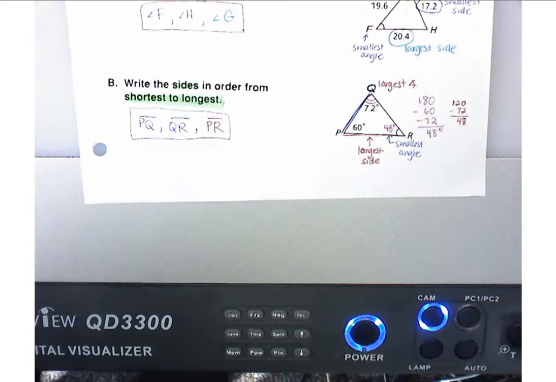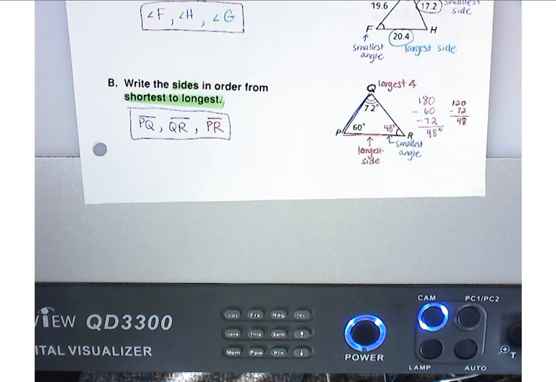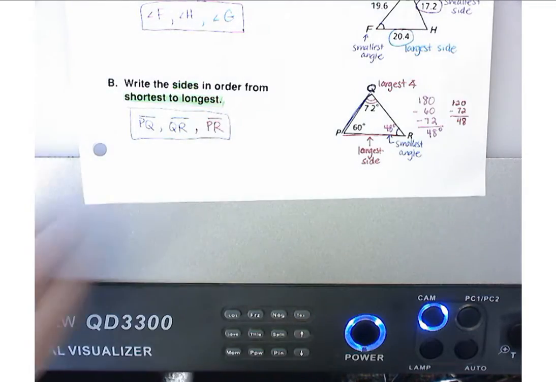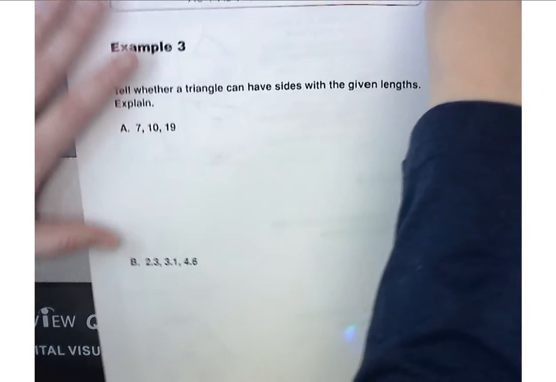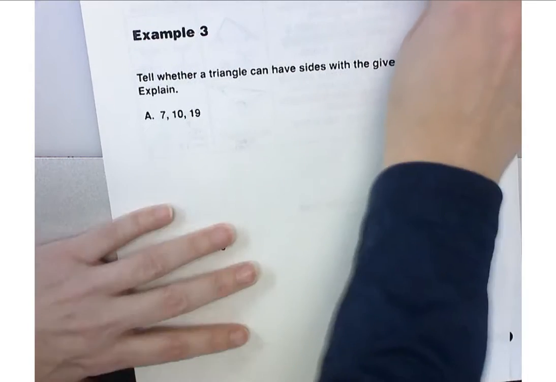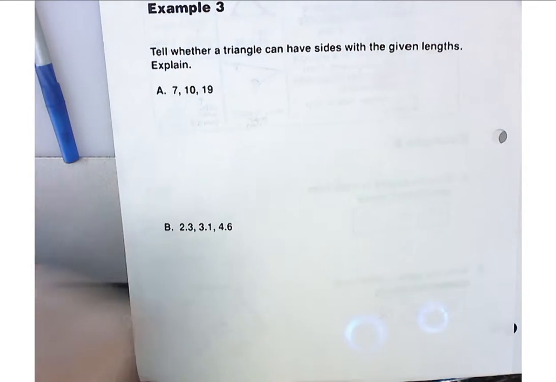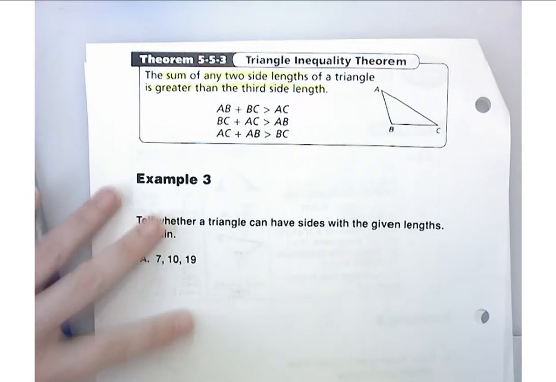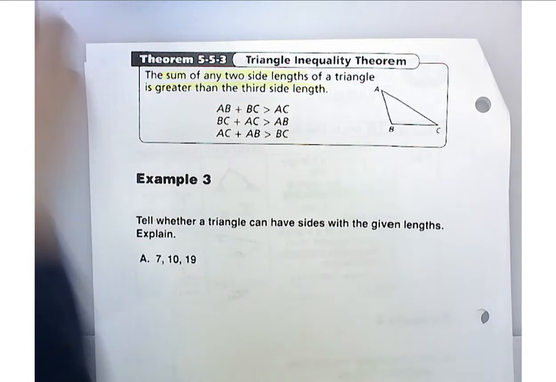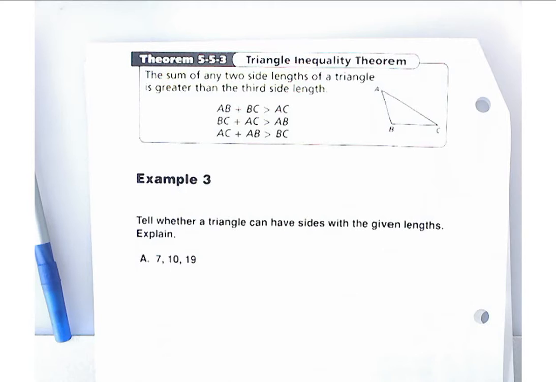All right, now on page 2, we have another theorem. I'm going to read through the theorem with you, but then we're going to write it in our own words. So the triangle inequality theorem says the sum of any 2 side lengths of a triangle is greater than the third side length. So all that means is you should be able to add any 2 sides together, and it has to be bigger than the third side. If it's not, then it's not a triangle.